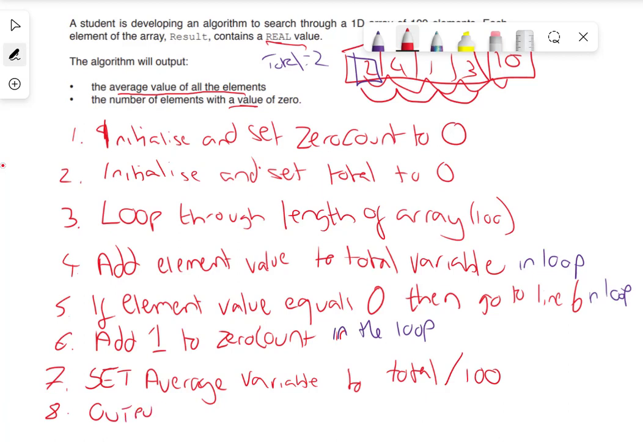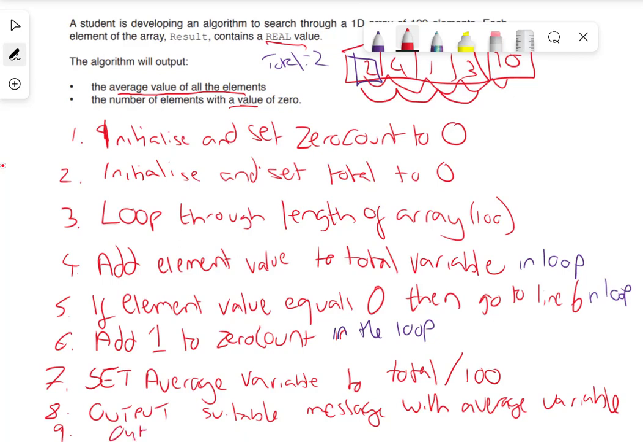Output suitable message with average variable, and finally output suitable message with 0 count variable. And we are done.